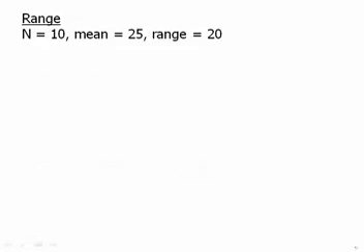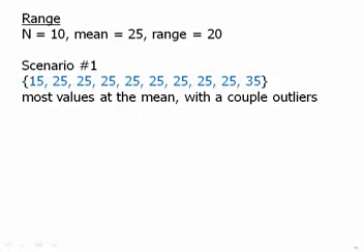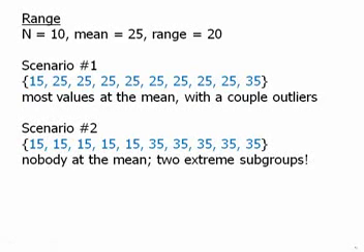So consider this. Suppose we have a set of 10 with a mean of 25 and a range of 20. And we want to know, what kind of story do we have here? Well, story number one is most of the values are at the mean, and we just have a couple outliers. So that's one example. Another scenario is that everyone's an outlier. You just have 5 numbers at the extreme low end and 5 numbers at the extreme high end.